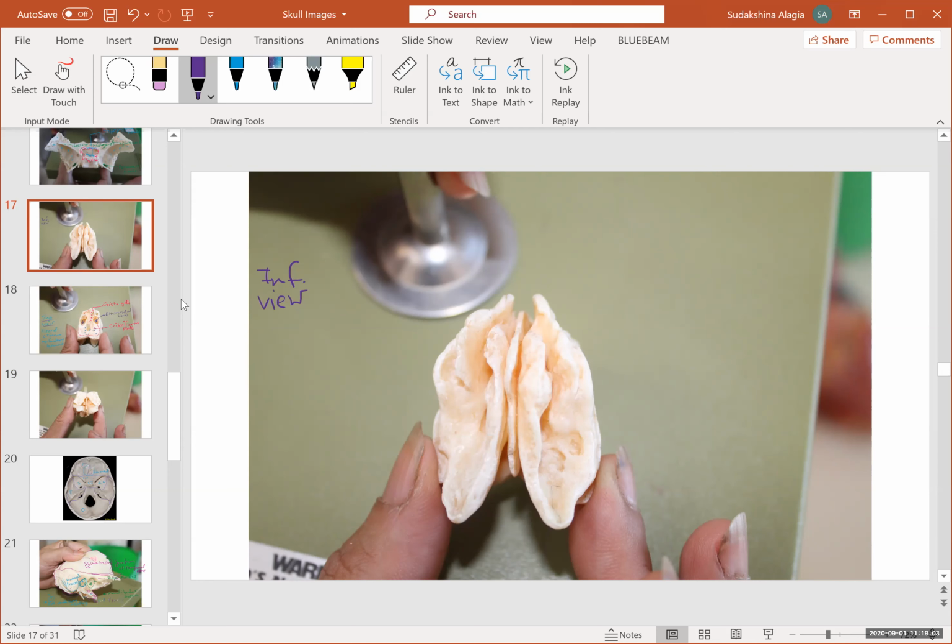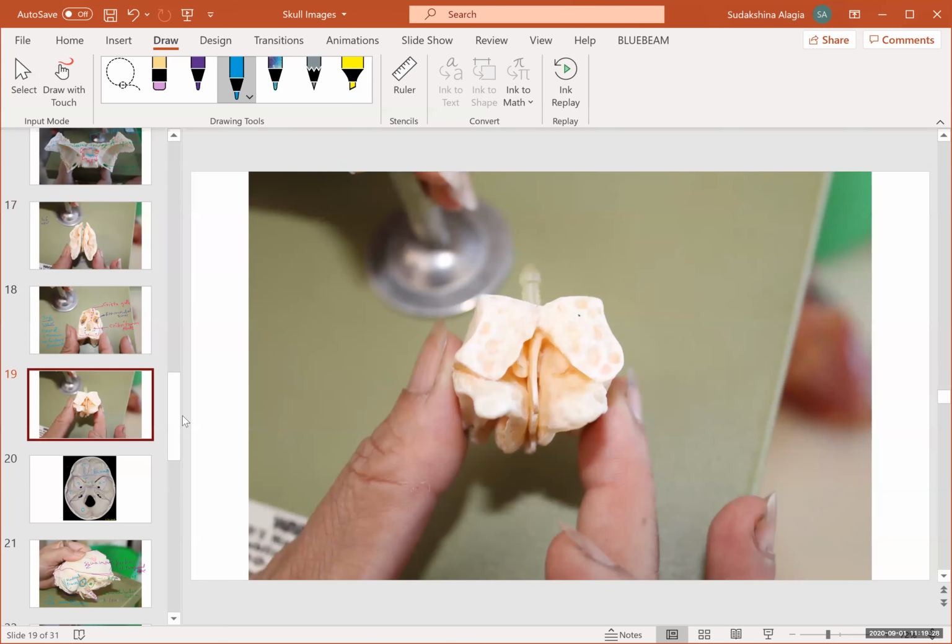Right in the middle, what you're seeing here is the cribriform plate. This structure here, all of this, which is coming down perpendicularly, as you can see here. Cribriform plate.